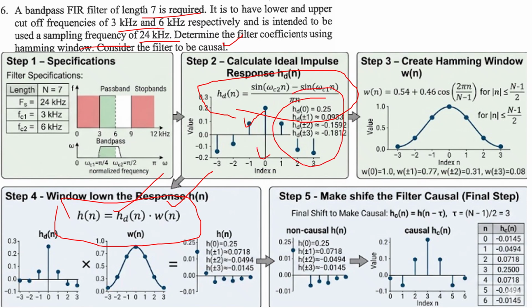hd of n, and then the window function, since the question itself gives the window function, Hamming. So for the Hamming function you have to remember this type of equation, right? w of n is equal to this one, and then further multiply and you will get the final filter, right? In the frequency domain, you have to get the convolution.